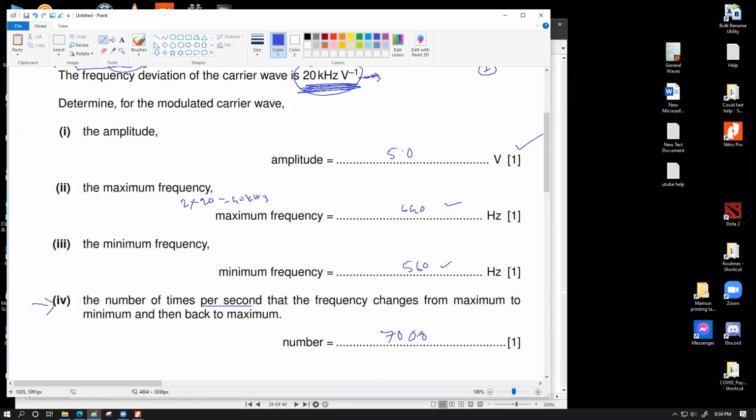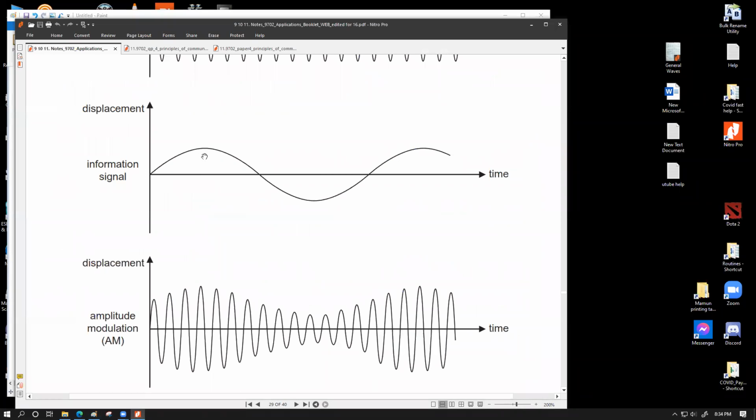If they had only asked us the number of times per second that the frequency changes from maximum to minimum, that would also be 7,000. How many times does the drop from maximum to minimum happen? I mean, if you only consider this much change, how many times does it change per second? This also happens 7,000 times.